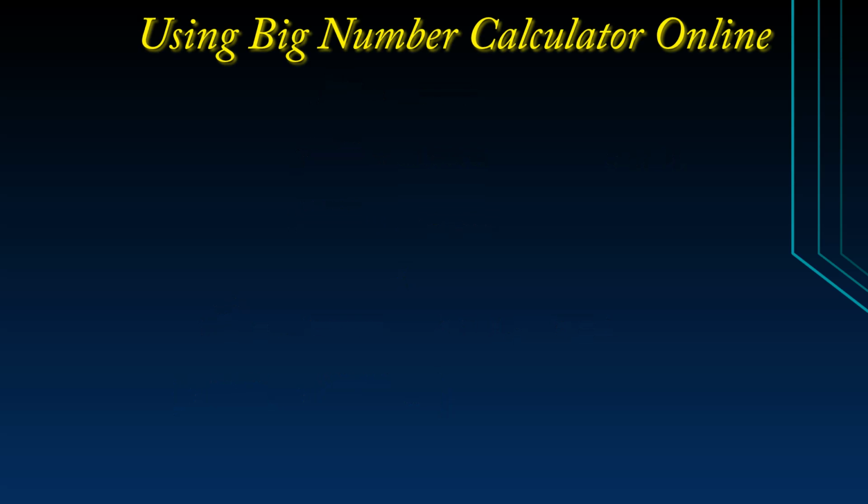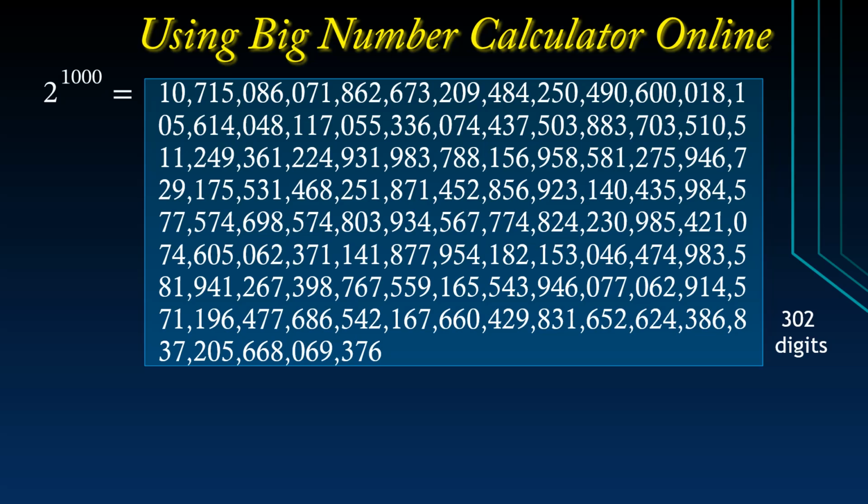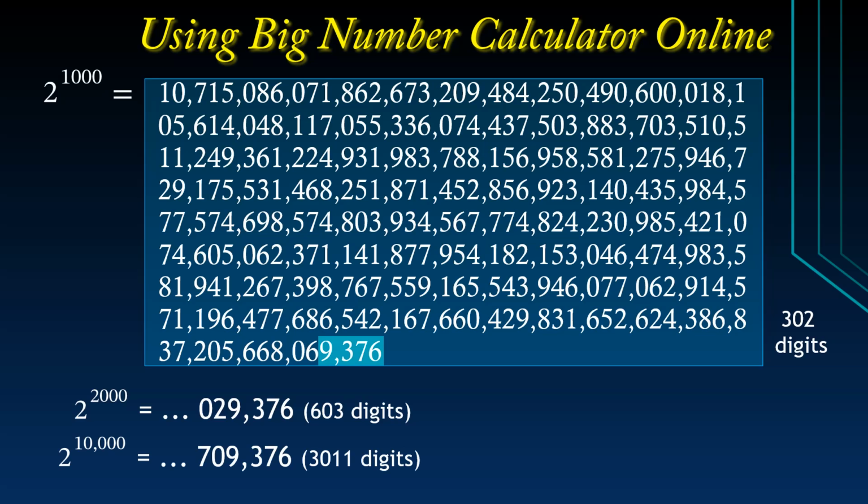Here is the moment of truth, the big number calculator. 2 to the power of 1000 is a 302-digit number. To our big relief, it really ends with 9376. 2 to the power of 2000 has 603 digits and also ends with 9376. 2 to the power of 10,000 has 3011 digits and 5 predicted digits at the end.